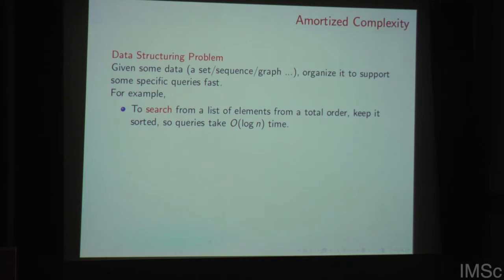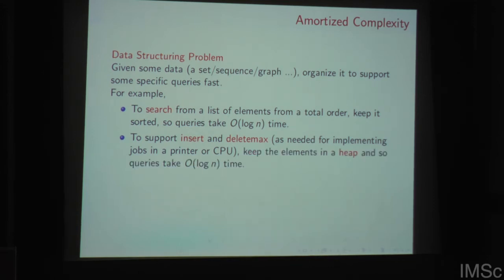But suppose you also want to do an insert operation. If it's not there, you want to insert. But let's say I don't care about search, but only about this: imagine you have some jobs coming into a printer or a processor, where jobs come with some priorities. You want to insert each job into this queue, and at every point of time, you want to take the job with the maximum priority to be allotted to the processor. Then how do we represent this? What sort of data structure would we use if I want to support insert and delete max? Priority queue, okay. What data structure would you use? Binary heap, okay, good. So you want to keep the elements in a heap so that the queries can be answered in logarithmic time.